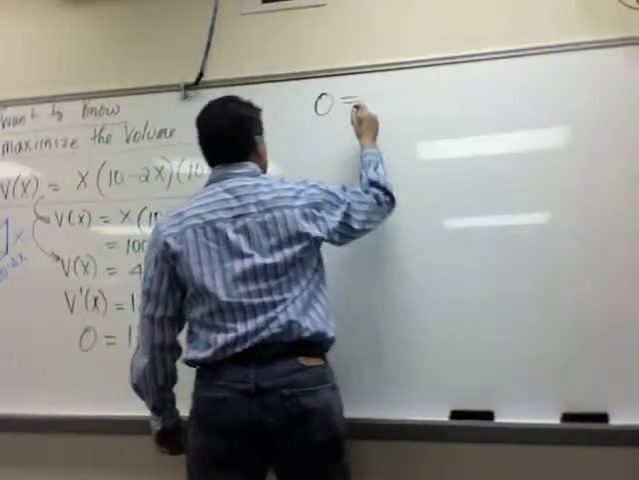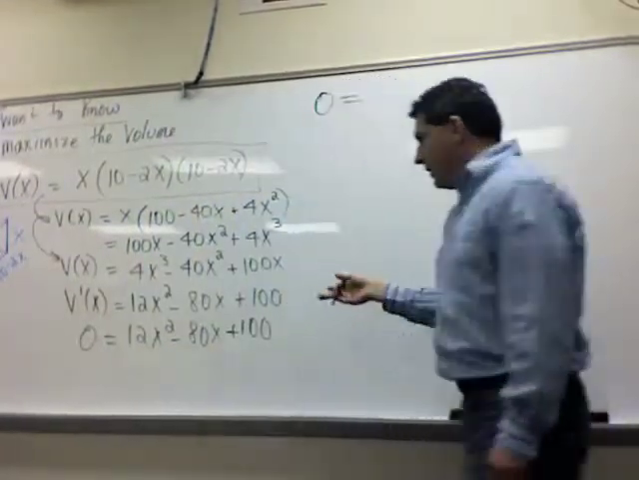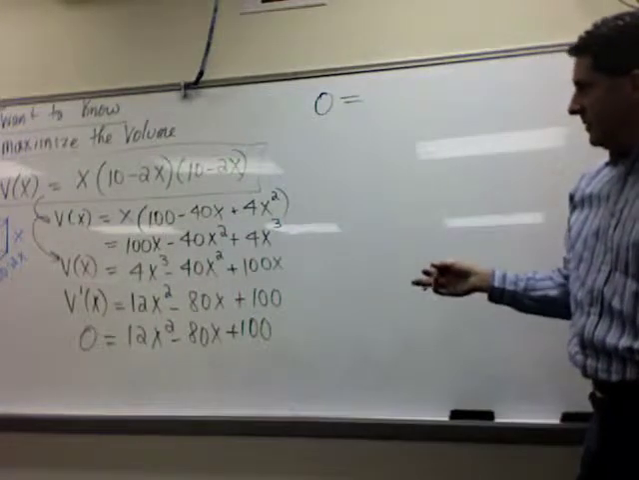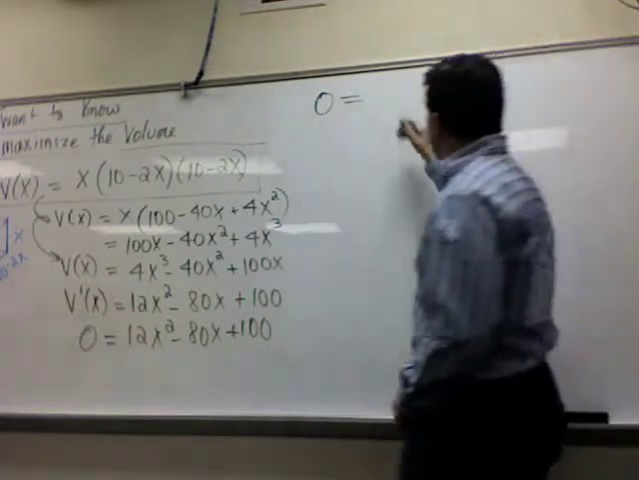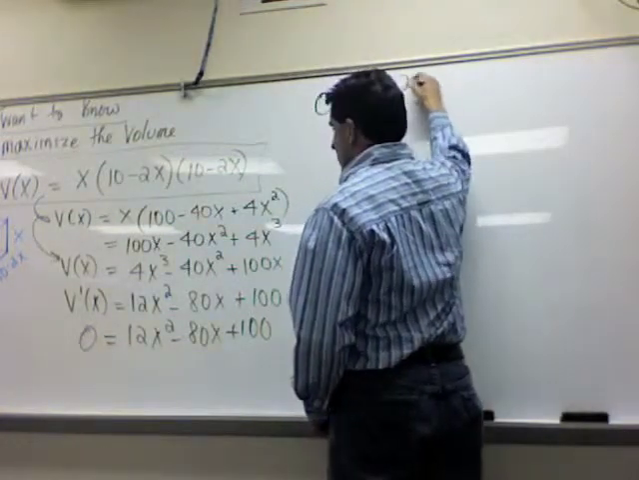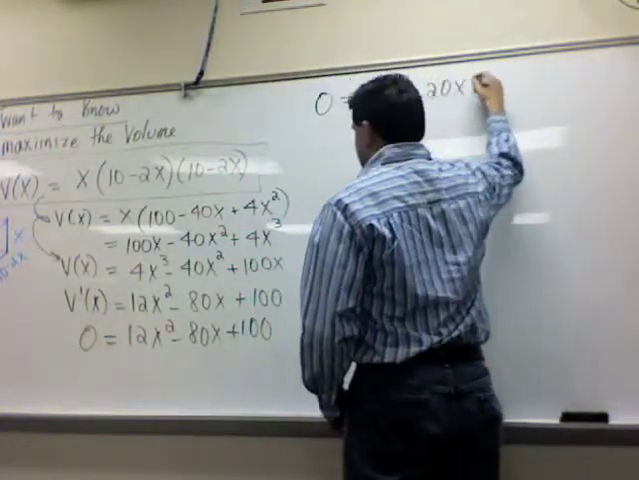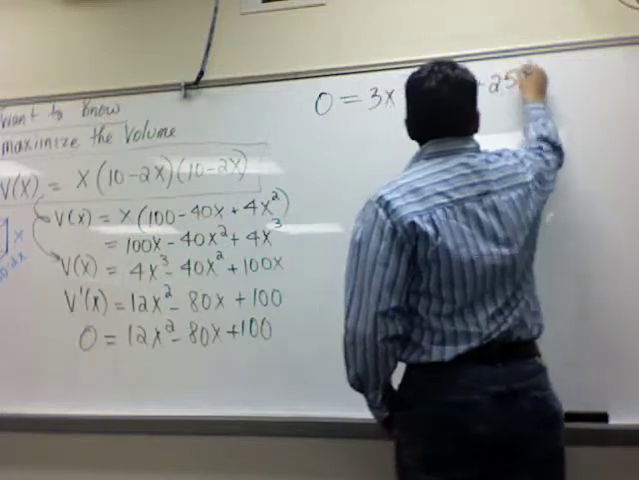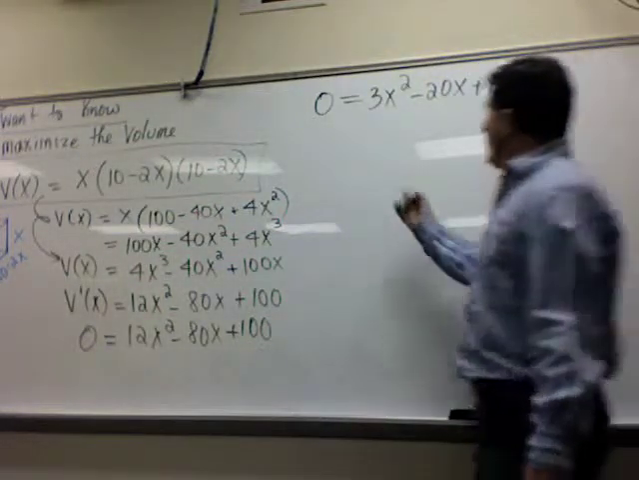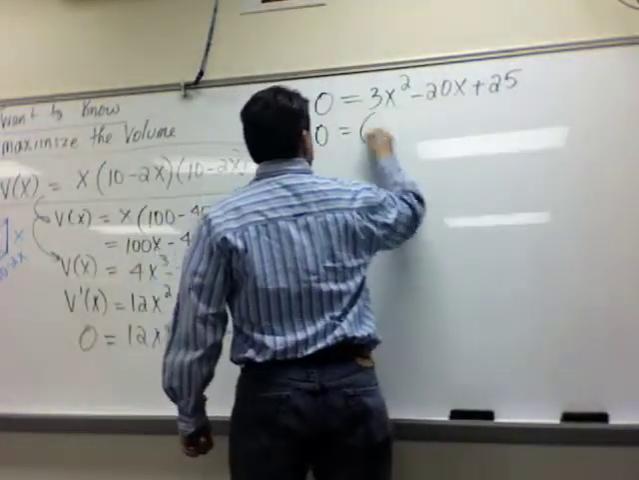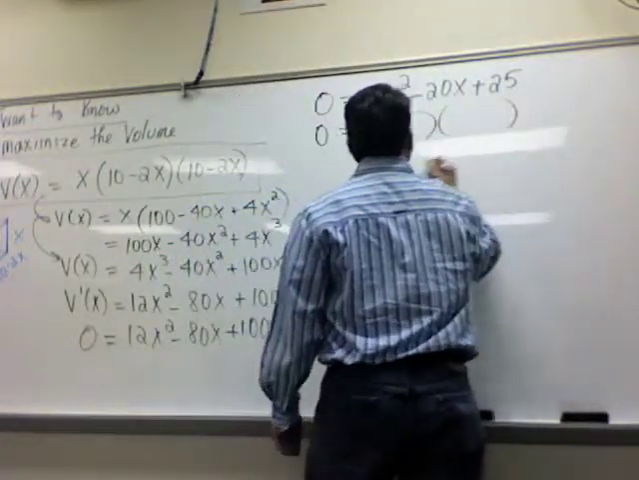This here, 0 is equal to... actually, can we take out a 4, right? So if I divide every term by 4, I get 3x squared minus 20x plus 25. All right, this is a quadratic.